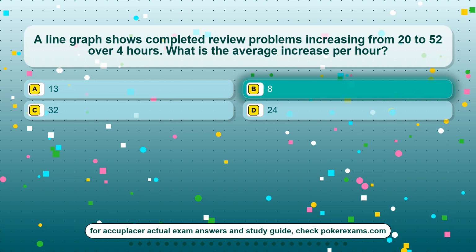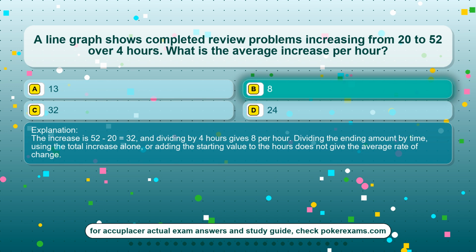The correct answer is option B, 8. The increase is 52 minus 20 equals 32, and dividing by 4 hours gives 8 per hour. Dividing the ending amount by time, using the total increase alone, or adding the starting value to the hours does not give the average rate of change.